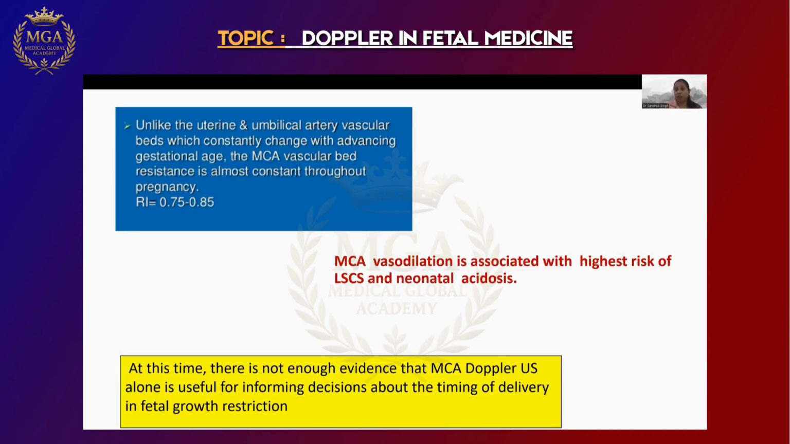This is the core difference in management of early and late onset FGR. For early onset FGR, we don't decide on delivery based on CPR or MCA because they will be abnormal, because the baby is compensating. But in late onset FGR, we decide delivery on MCA and CPR because the baby cannot compensate.